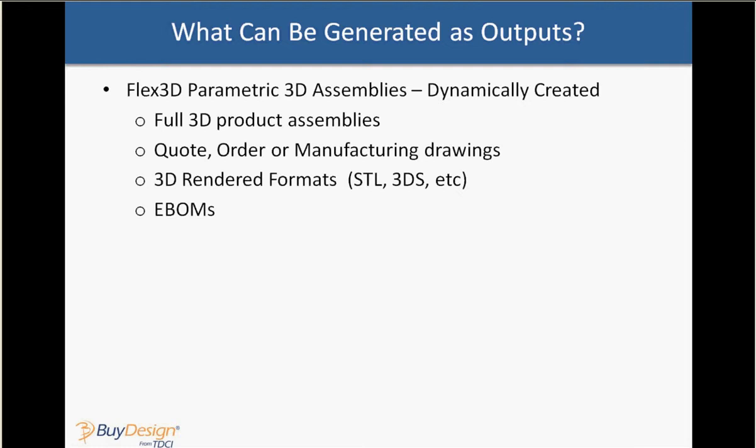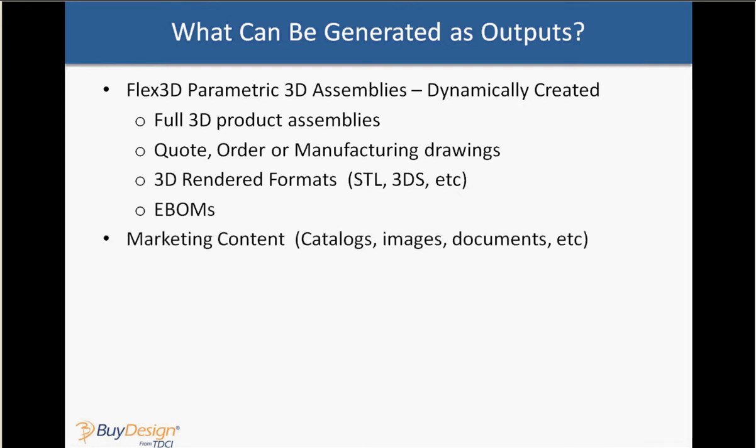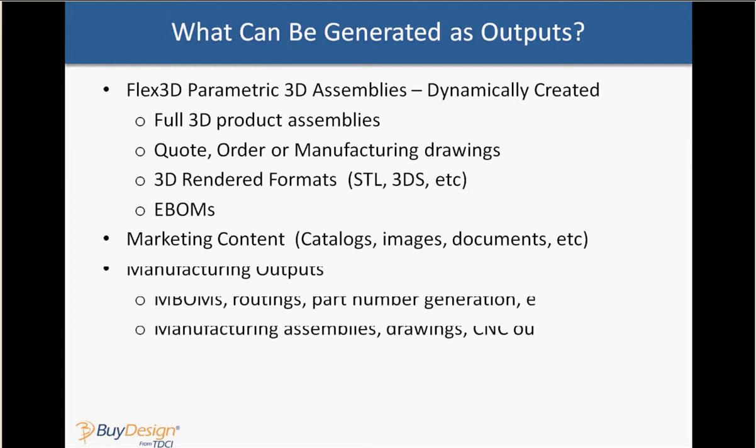E-BOMs, etc. Marketing content: we've got customers that use Flex 3D because they need to produce catalogs and other types of content, and they need the images and the drawings or the views and all those things from their product line in order to create those electronic catalogs. You can save a tremendous amount of manpower in manual work by allowing automation to drive these things. Manufacturing outputs make a lot of sense: if I've got a fully engineered product assembly, I can create E-BOMs and M-BOMs and then allow the configurator to interact with that assembly and do routings, part number generation, manufacturing assemblies, all those types of things.